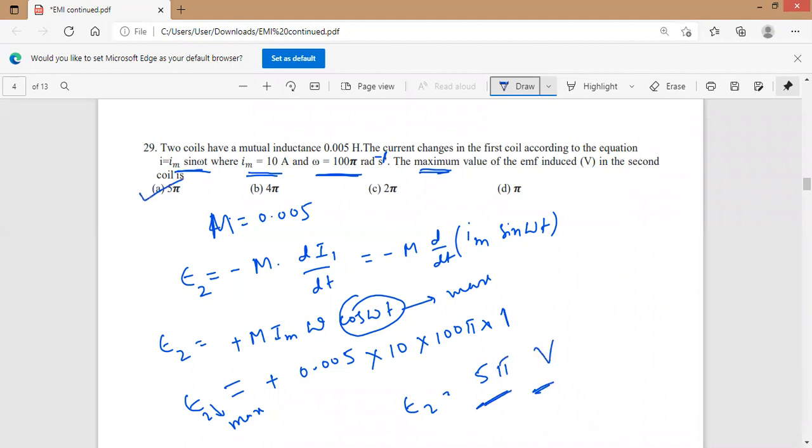Option A is asking for the maximum value of the induced EMF. The EMF induced is maximum when the trigonometric function cos omega t becomes maximum. Its maximum value is 1. Therefore, the EMF induced in the secondary coil is 5 pi volt. Option A is the correct answer.